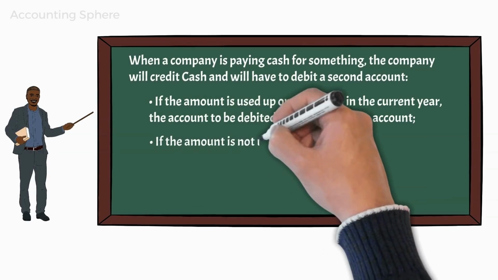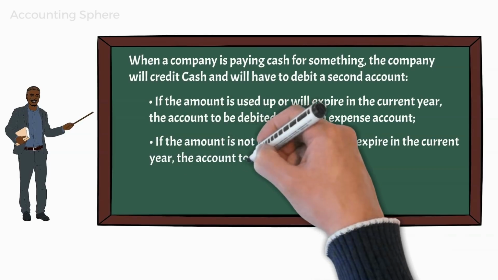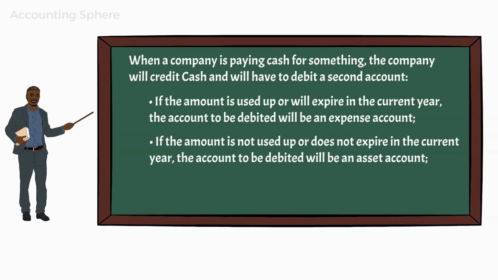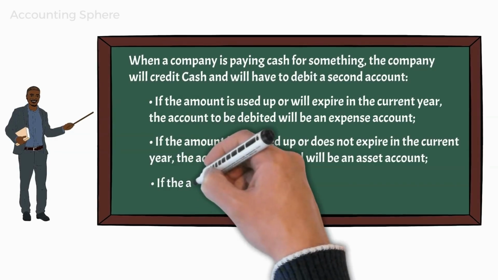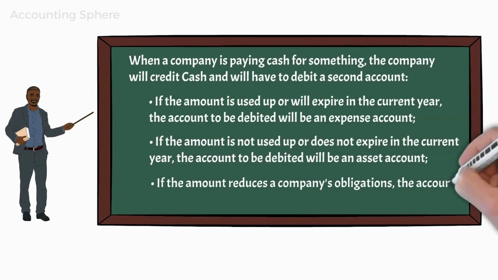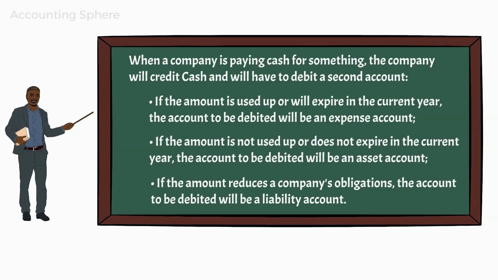If the amount is not used up or does not expire in the current year, the account to be debited will be an asset account. Examples are prepaid accounts or supplies. If the amount reduces a company's obligations, the account to be debited will be a liability account. Examples include accounts payable, notes payable, wages payable, and interest payable.